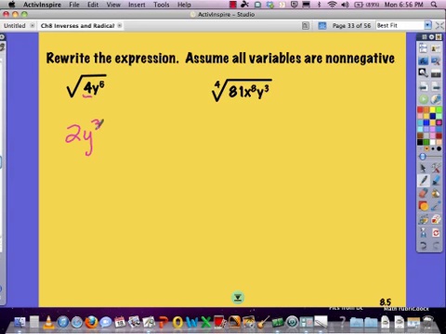So 2y to the 3rd is the final answer on that one. We have nothing left under the radical. Next one. If I'm doing the 81, I'm going to look at the 81, then I'm going to look at the x, and then I'm going to look at the y. And you have to look at them as 3 different things, because they truly are 3 different pieces to what's underneath the radical. 81 is a little bigger number, but let's try it.